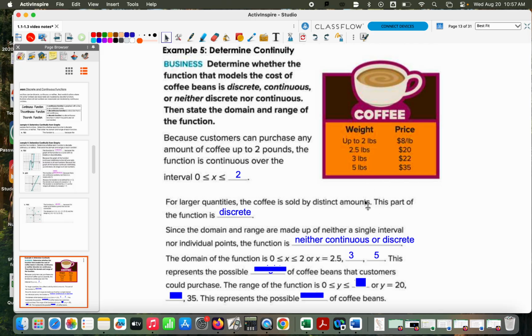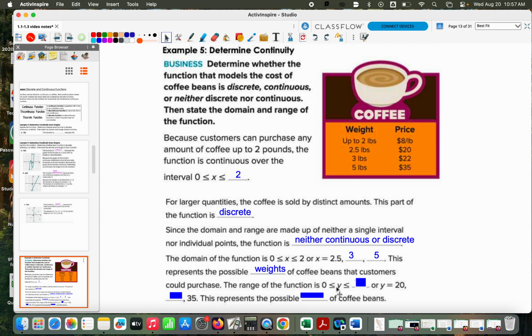Clearly, you can't buy anything over 5 pounds. You can't buy 4 pounds. You'd have to pick something else. I even kind of wonder if some of these values even really work. 5 pounds might seem like it's way too expensive. Kind of jumps. But we'll see. This also represents the possible weights of coffee beans. So our x values, our domain, represents different weights.